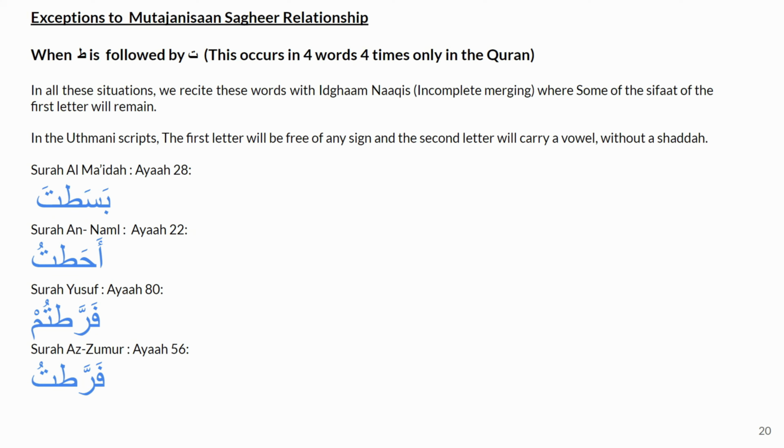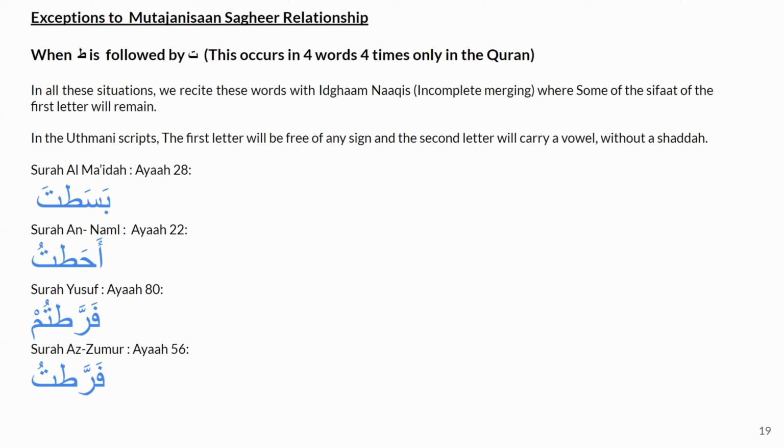Ahattu, ahattu. In Surah Yusuf, ayah number 80. Farrattum, farrattum. Surah Zumur, ayah number 56. Farrattu, farrattu. So in all these four places, we will give the heaviness of letter ta, but then come out with letter ta at the end. That's why this idgham is idgham naqis and not kamil, because some of the characteristics of the first letter ta are left behind, and we will call this idgham mutajaanisaan saghir.